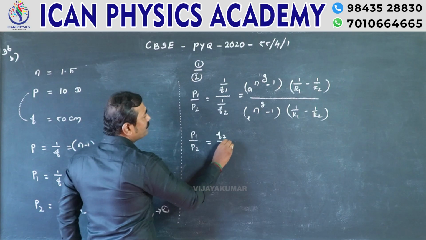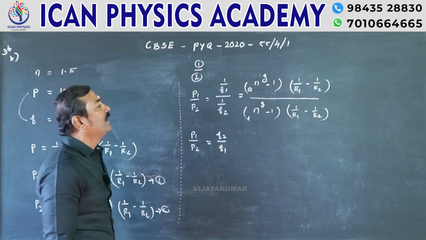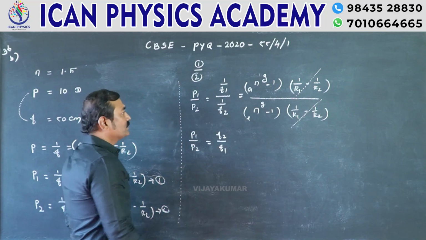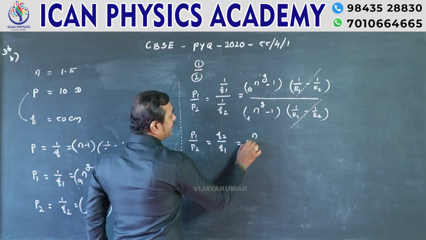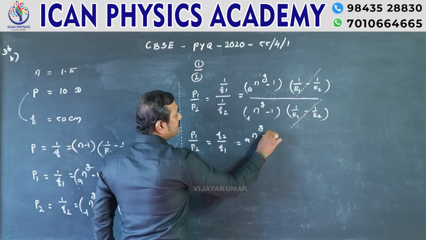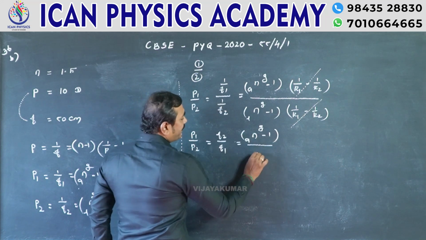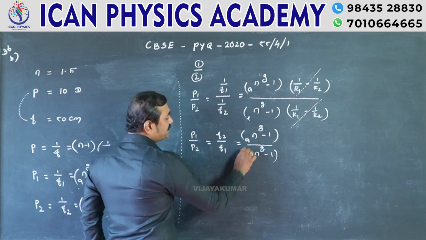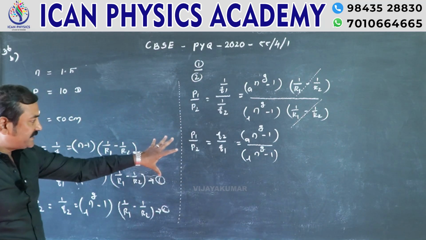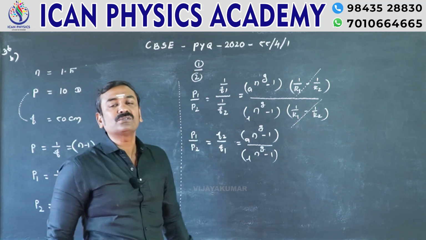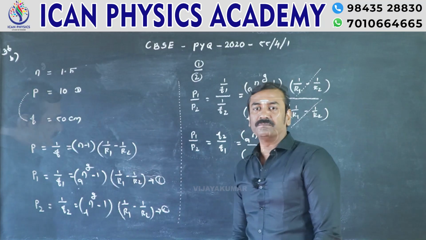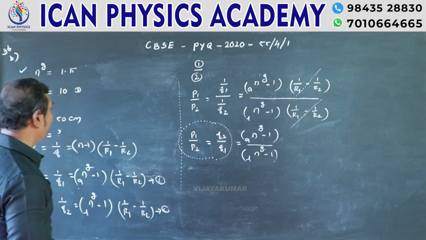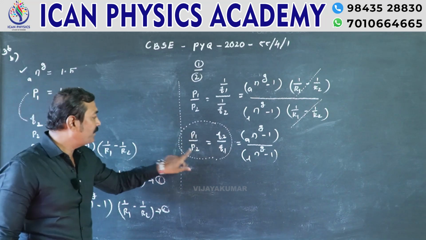So F2 by F1. Now 1 by R1 minus 1 by R2 getting cancelled. So that we can get the refractive index of air with respect to glass minus 1 divided by the refractive index of liquid with respect to glass minus 1. So this is the required formula to solve this particular problem.